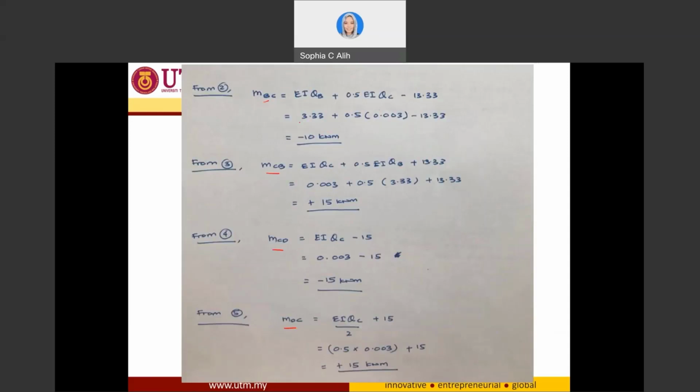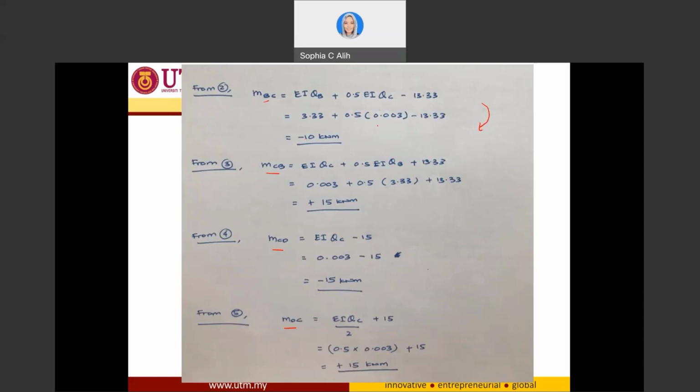And if you can see here, I determined my end moment BC to be negative 10. And this is positive 15, negative 15, and positive 15. So this is the time when I understood that the positive direction that I assumed before is not correct. So I have to update the direction of my moment to be negative.